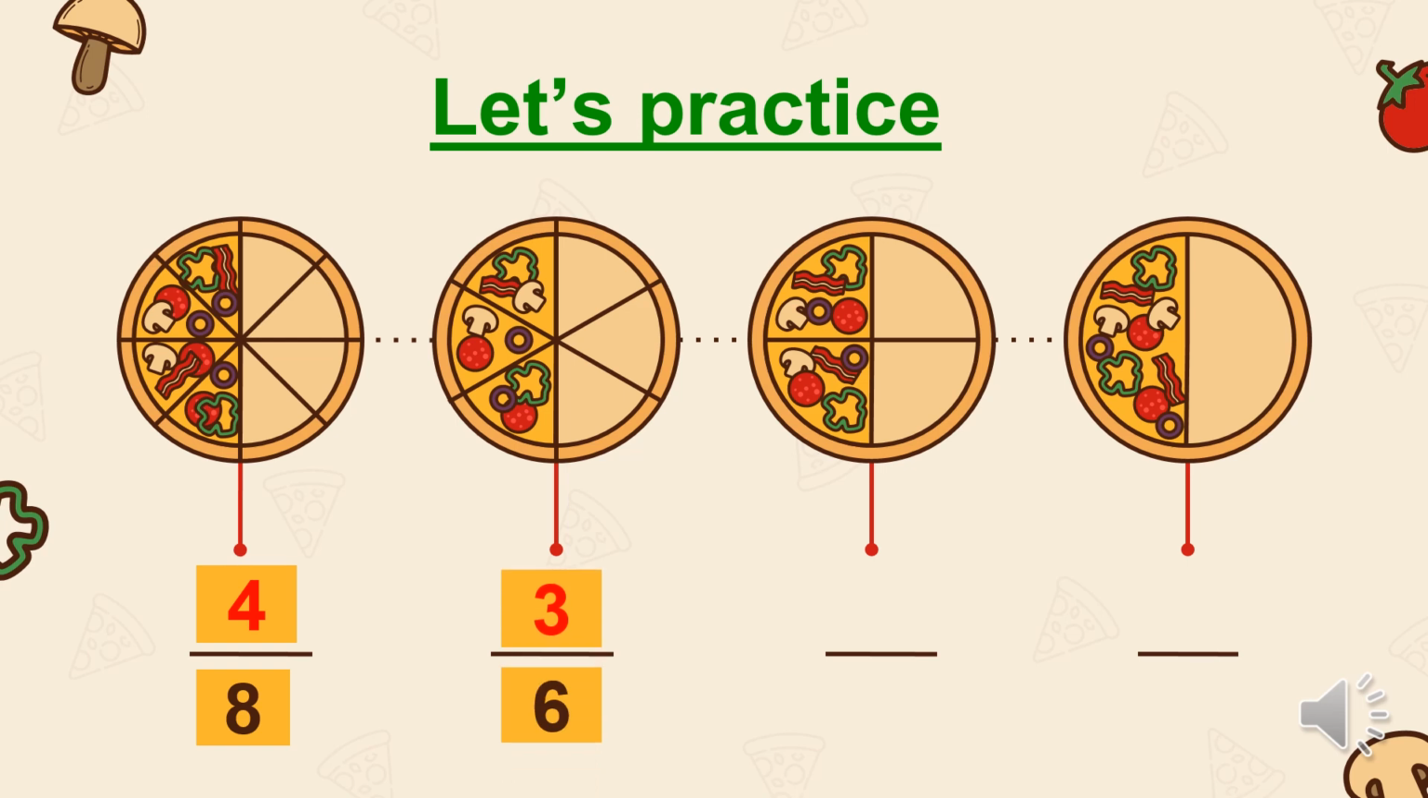Next, total parts are 1, 2, 3, 4. So the denominator is 4. Colored parts 1, 2. The numerator is 2. So the fraction is 2 over 4. The last one. Total parts are 2. Colored part just 1. So the fraction is 1 over 2.